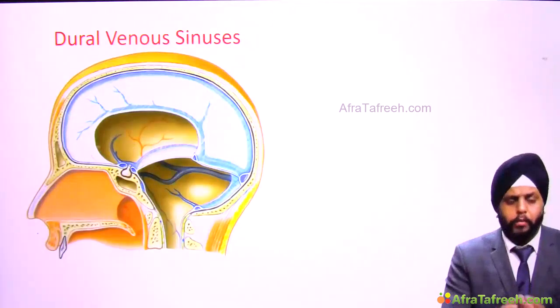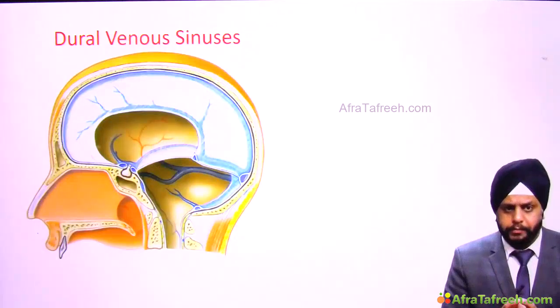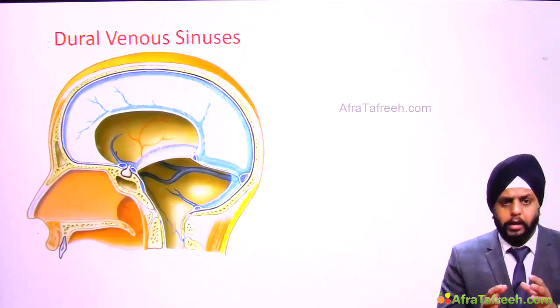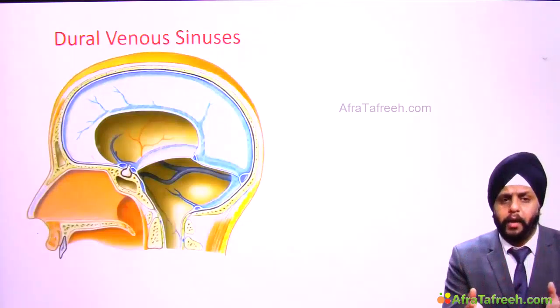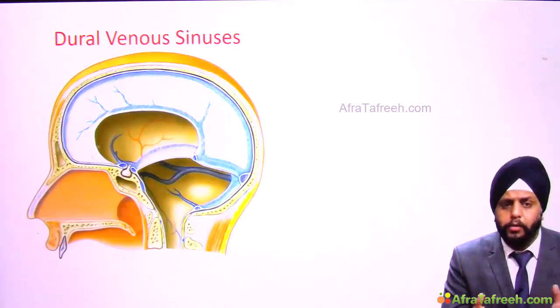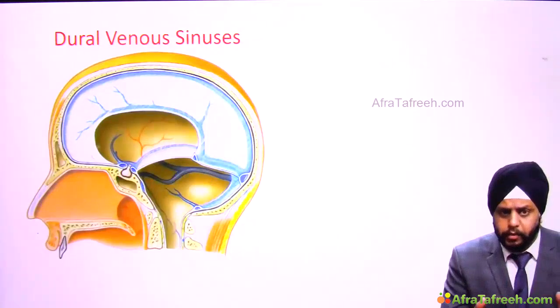Now what happens? The brain is covered by the dura mater, the different meninges: dura mater, pia mater, arachnoid mater.